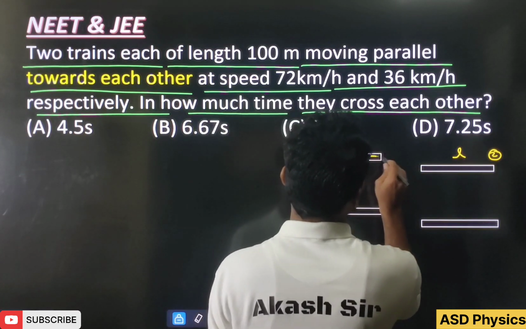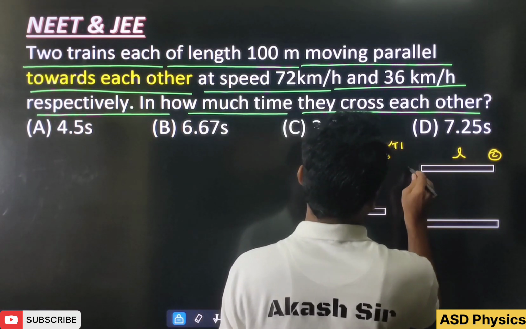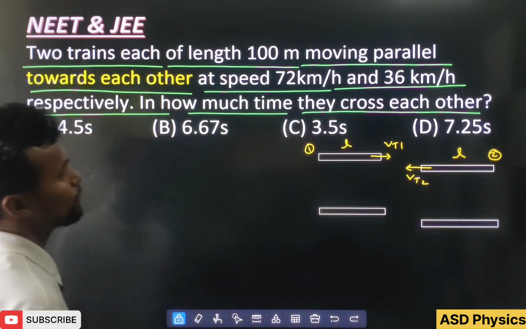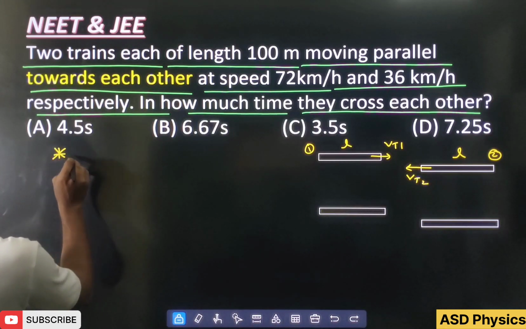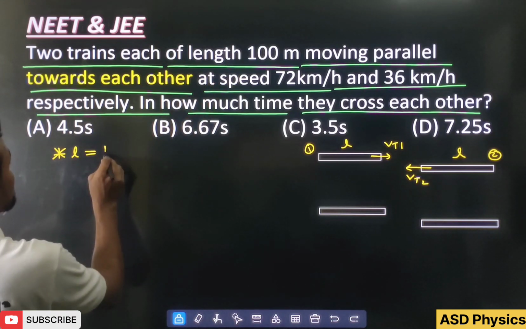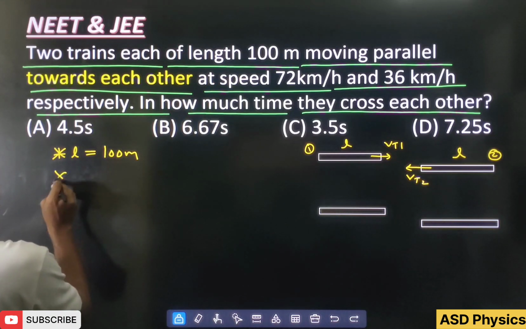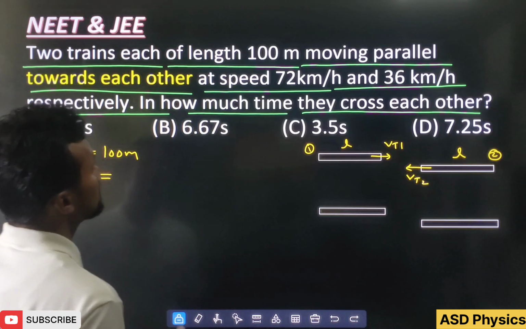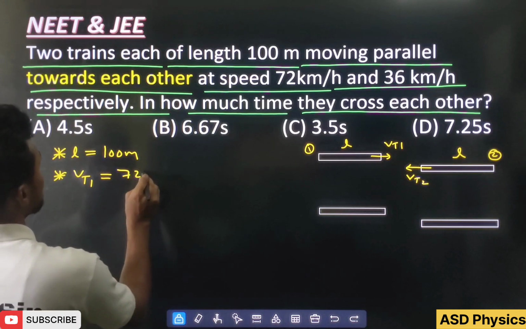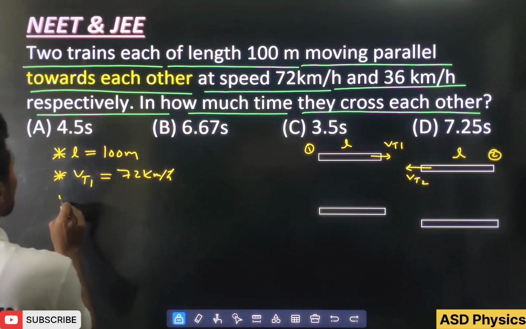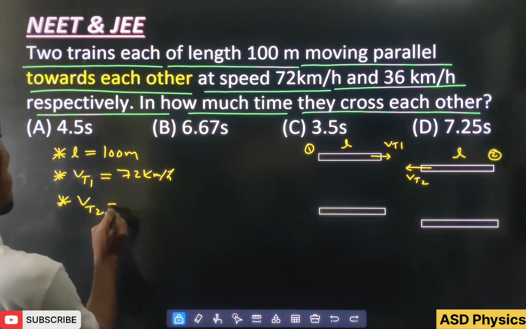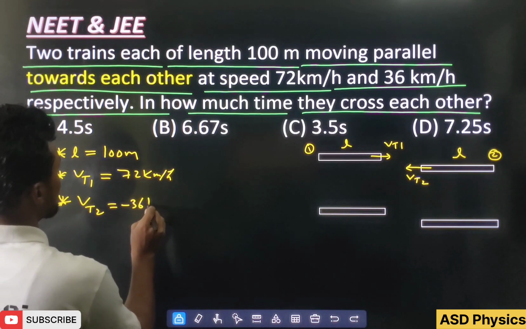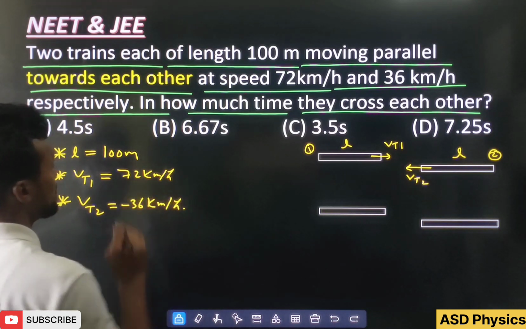See, this is the velocity of train 1, and this is the velocity of train 2. I can directly write the answer, but anyhow I am solving it for you. The length of each train is 100 meter. Using mathematical sign convention, VT1 will be positive, 72 km per hour. And the velocity of train 2, VT2, is in the opposite direction, that means minus 36 km per hour.